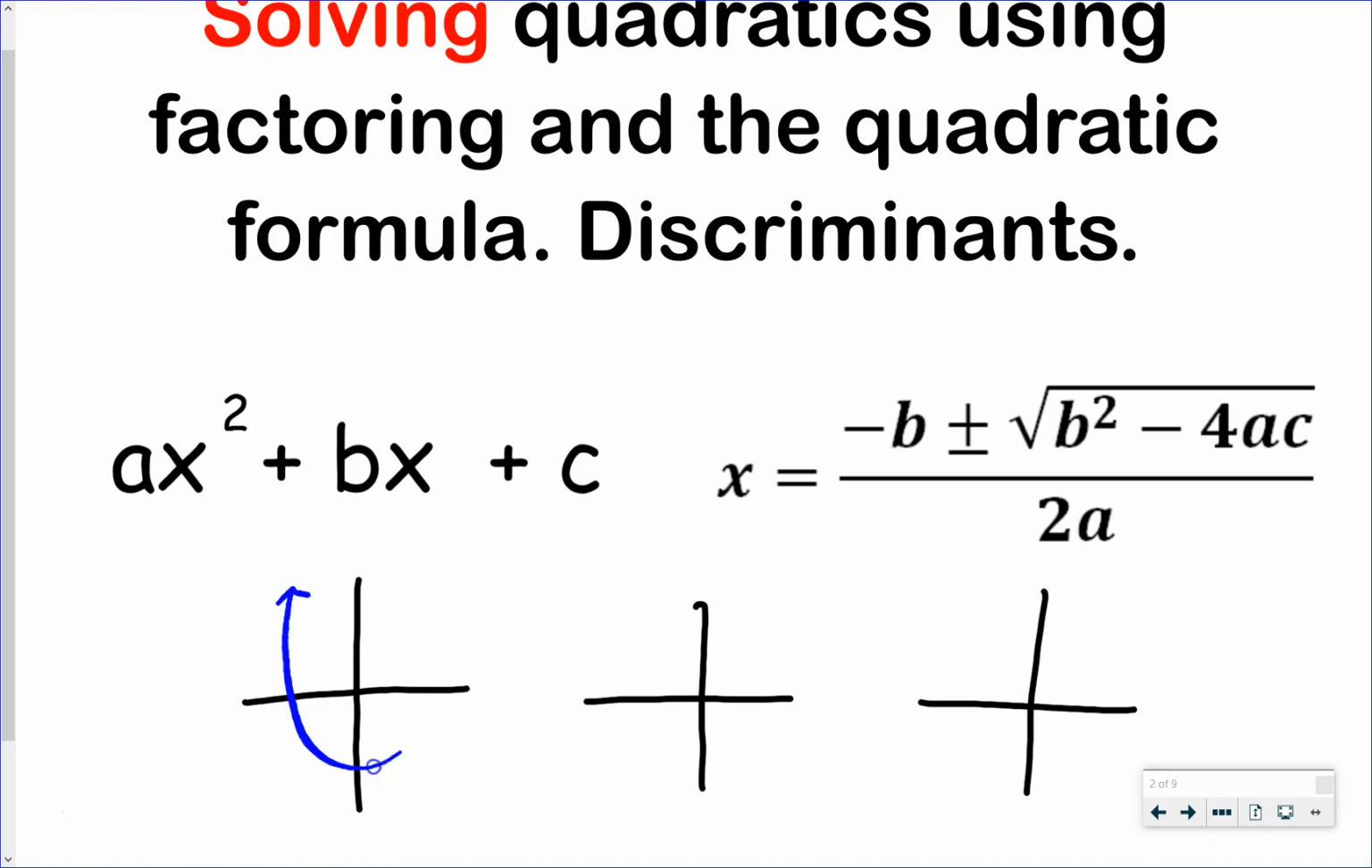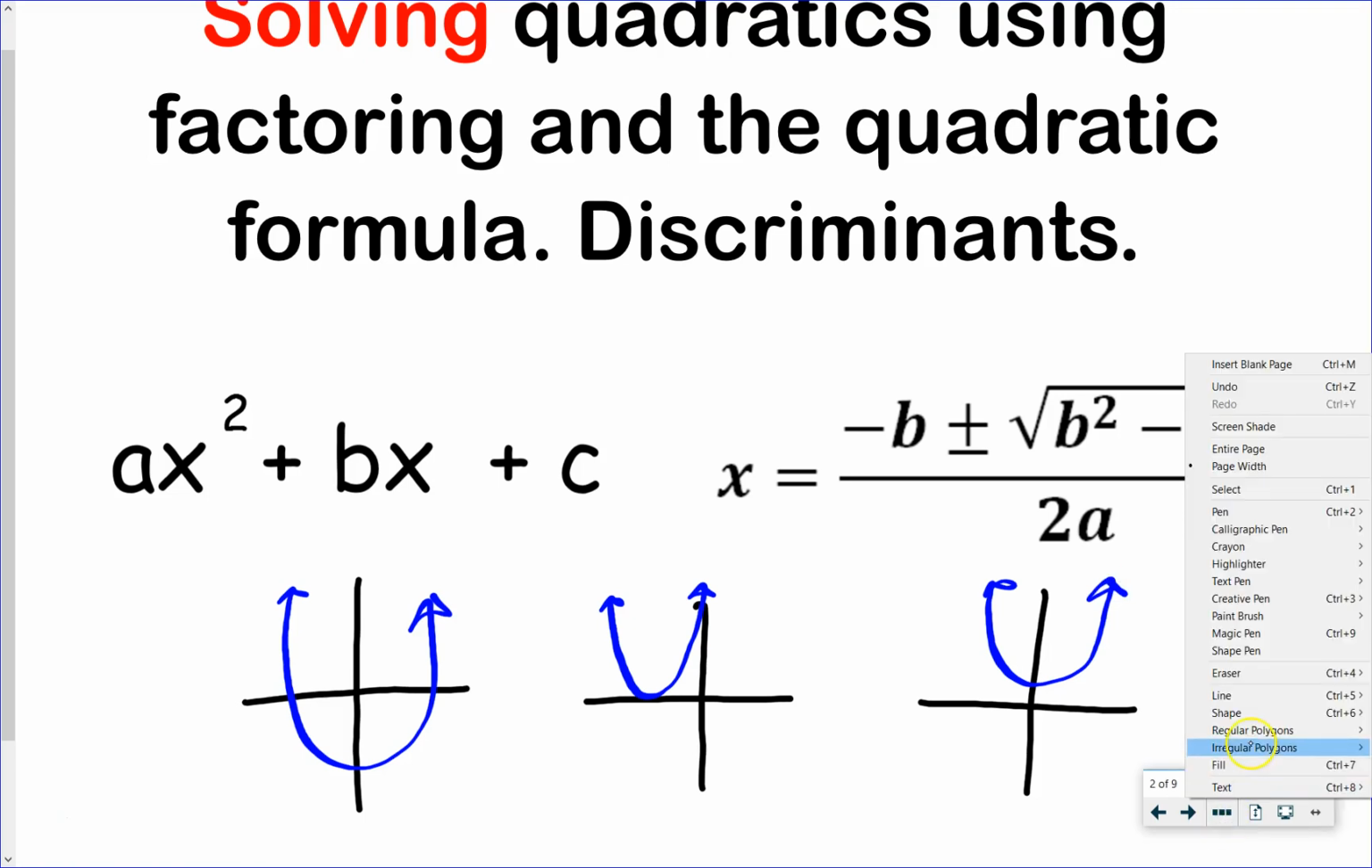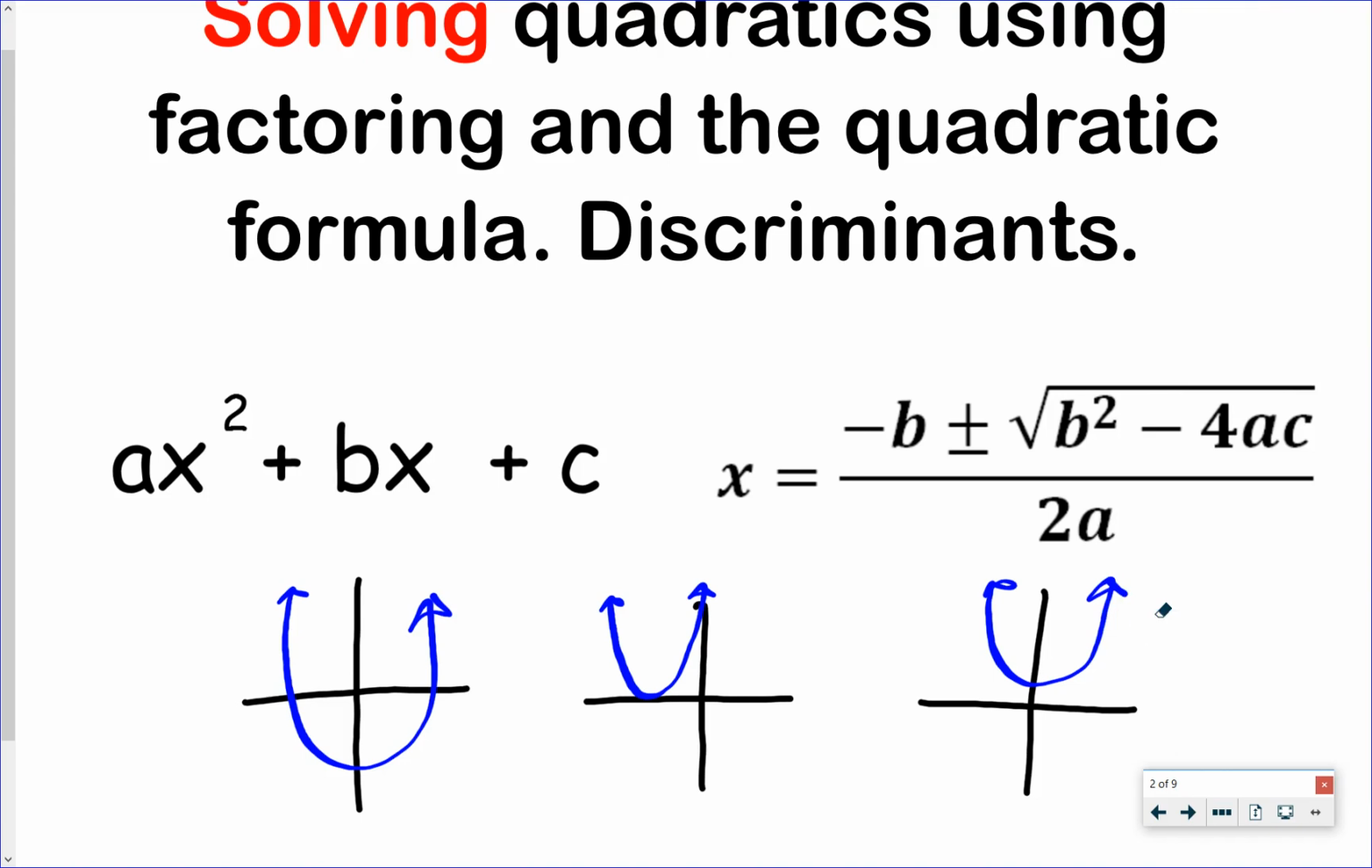It could look something like this. It could look something like this. Or it could look something like this, right? All different ways it could look. How are each of these different from each other? Where they are crossing over our x-axis, which is the middle. This one's crossing over twice. This one just once. This one not at all.